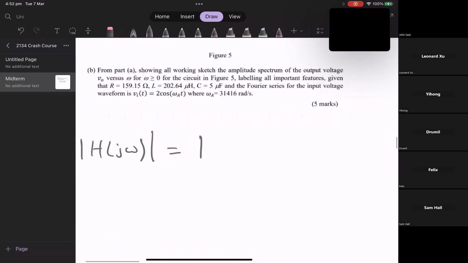An important thing to note is our Fourier series is just a cosine waveform with an omega A here specified as 31,416 radians per second.